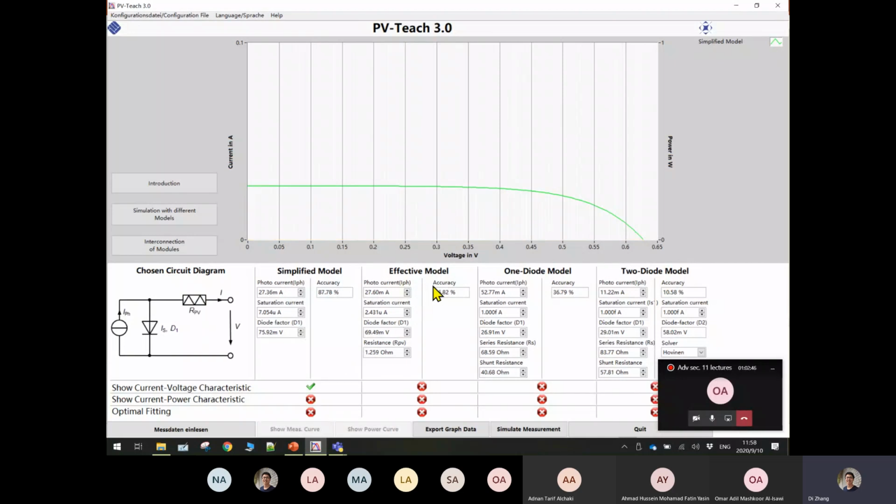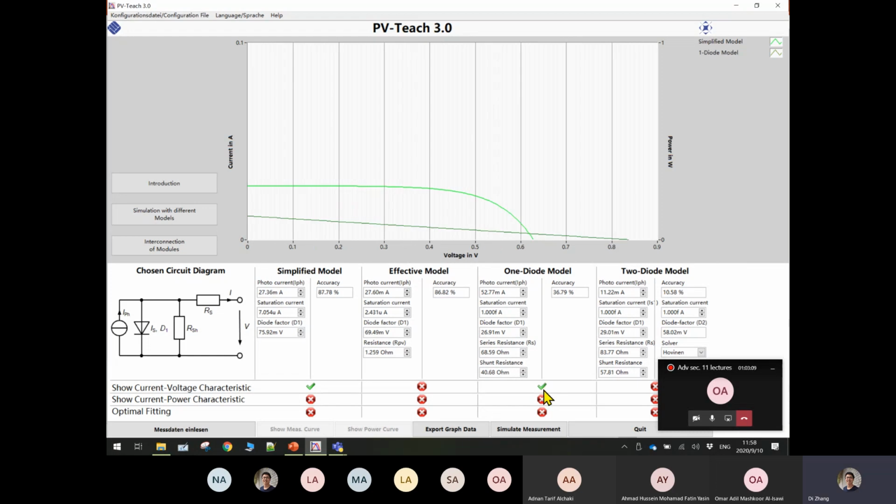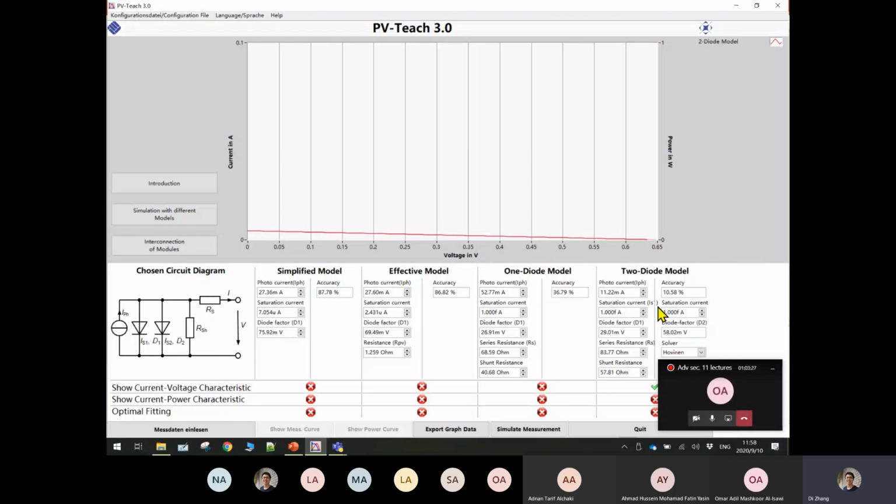Then you have the other model, which is the effective model, which is essentially just adding a series resistance without the shunt resistance. And then, more commonly, we use the one-diode model, where you have both the RS and R shunt, and you can define each parameter separately. Again, you can try to show the behavior from the one-diode model. You see that this curve is very flat, very linear, because we have a very large RS and a very small R shunt, so this is giving you very bad performance here. And finally we have the two-diode model, the two-diode model.